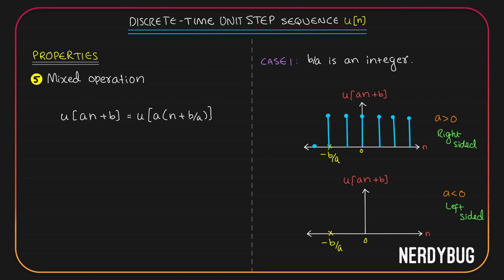On the other hand, here we want a left-sided signal. Transition is at b by a. So towards the left of b by a, we'll get 1. And towards the right of b by a, we get 0.